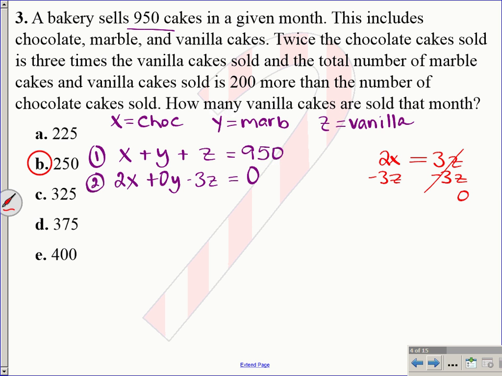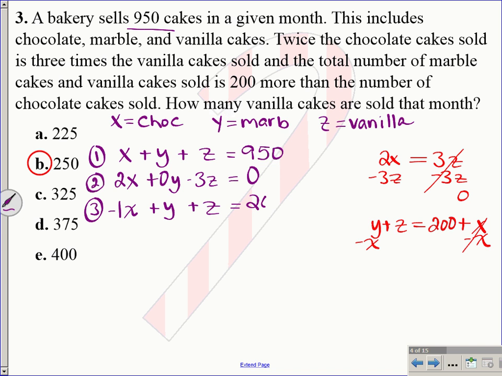And then our last equation says that the total number of marble cakes and vanilla cakes, so that would be y plus z, is 200 more than, so 200 plus the chocolate cakes, which is x. And this one's already pretty close to being in the format we need. We just need to move that x over. So I'm going to subtract it over to the other side, and that gives me negative x, that's negative 1x, plus y plus z equals 200.